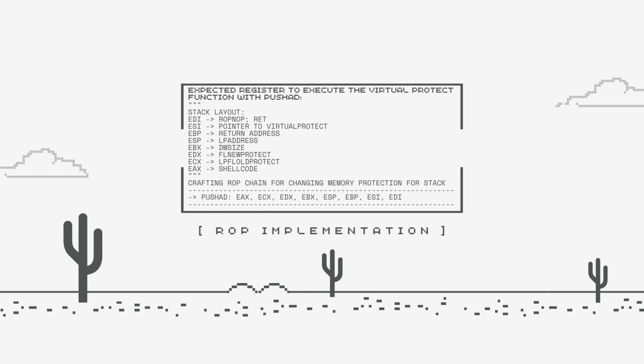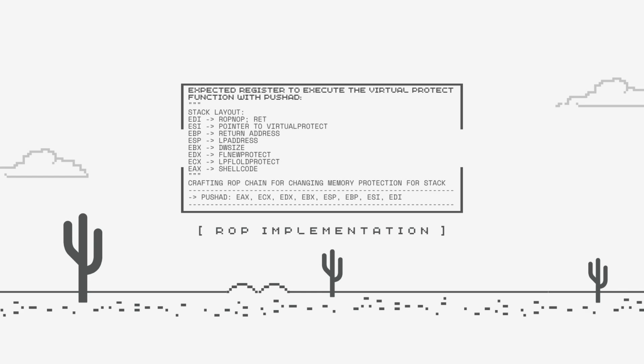Now, this slide shows a clever technique for calling VirtualProtect using the PUSHAD instruction. PUSHAD is a single x86 instruction that pushes all 8 general-purpose registers onto the stack in a specific order: EAX, ECX, EDX, EBX, ESP, EBP, ESI, EDI. Here's the strategy we're going to use.